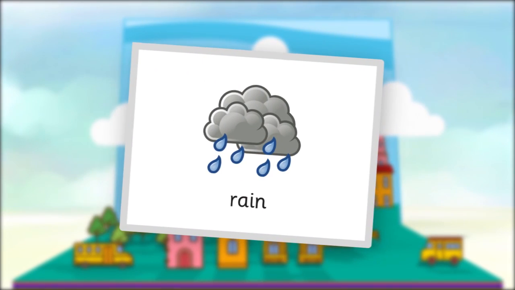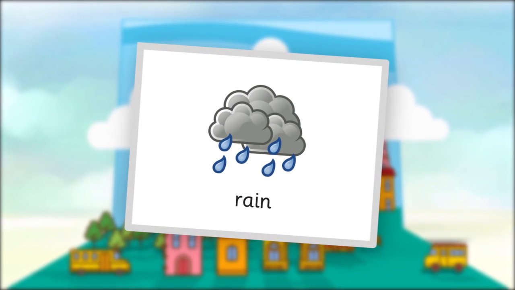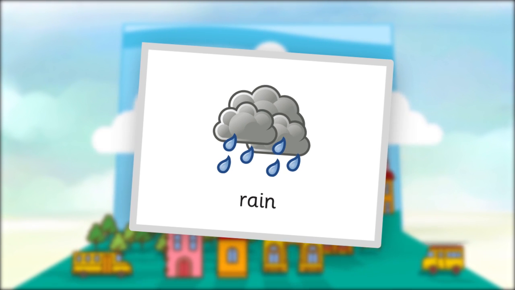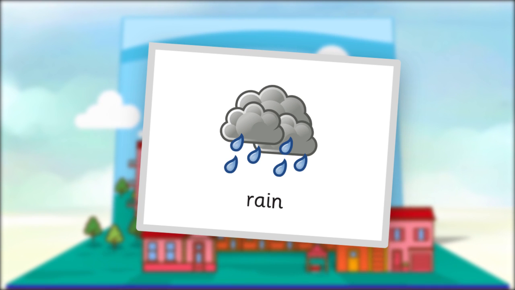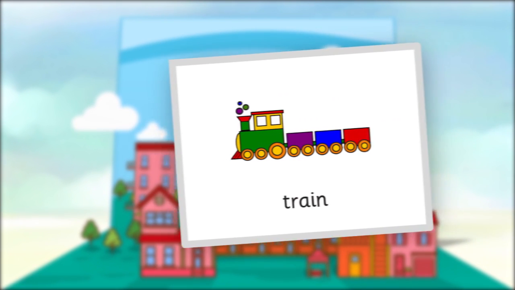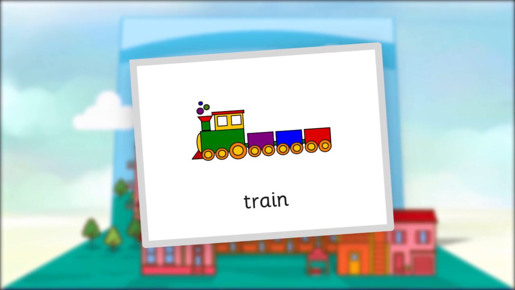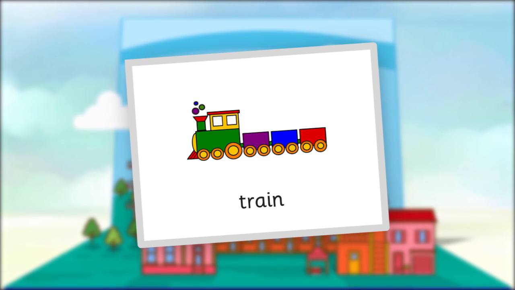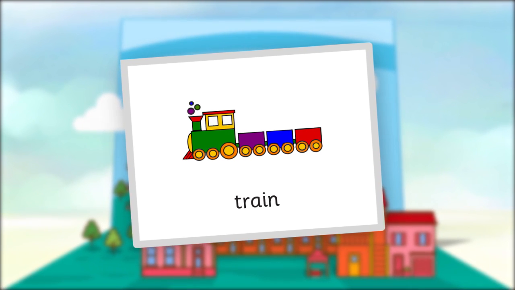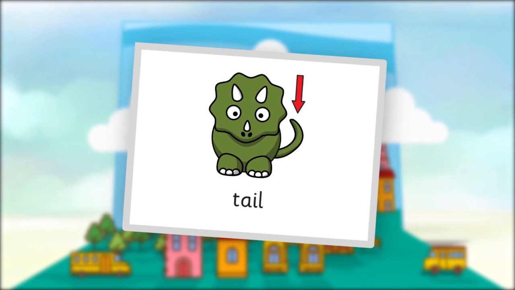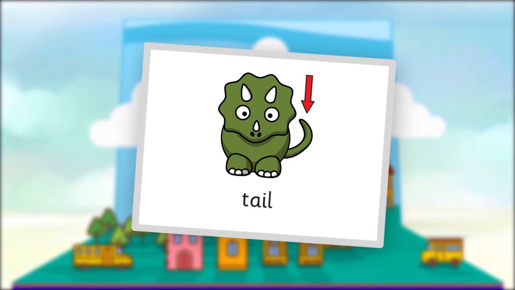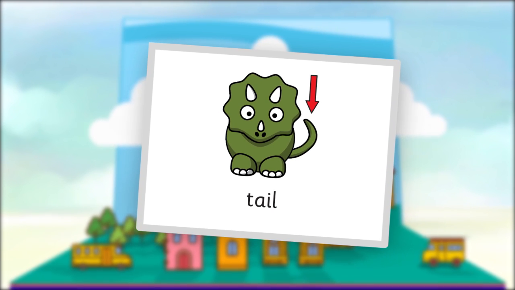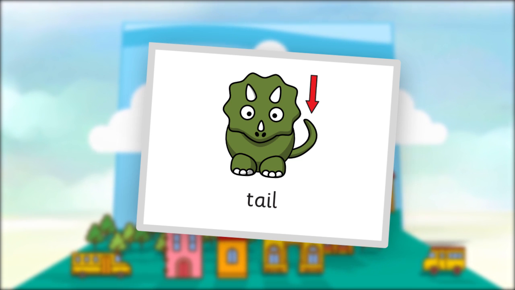Our first word is rain. Remember to use umbrella when it rains. Our next word is train. Train. The next word is tail. Tail. What animals do you know that have a tail?